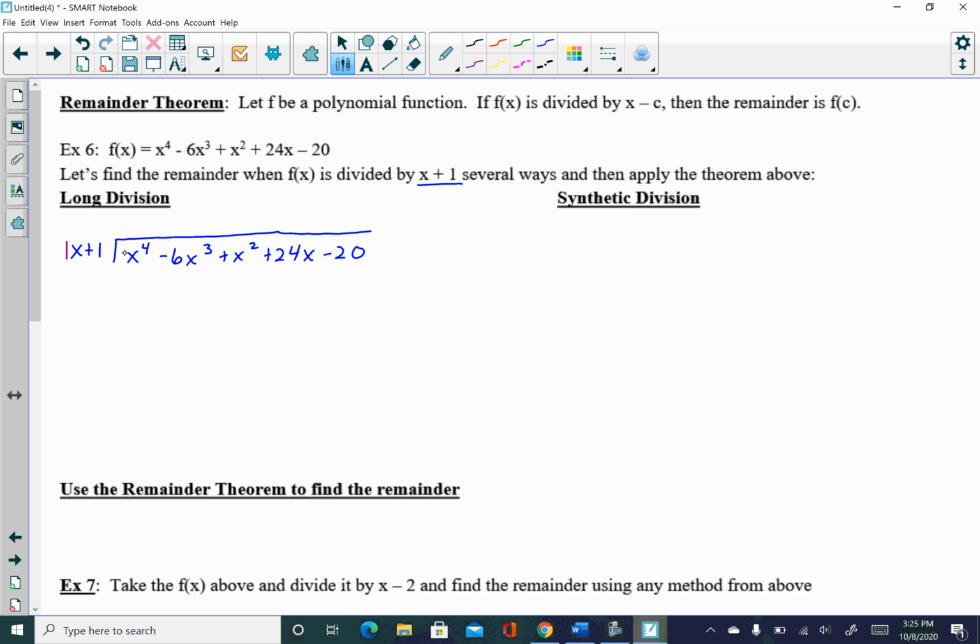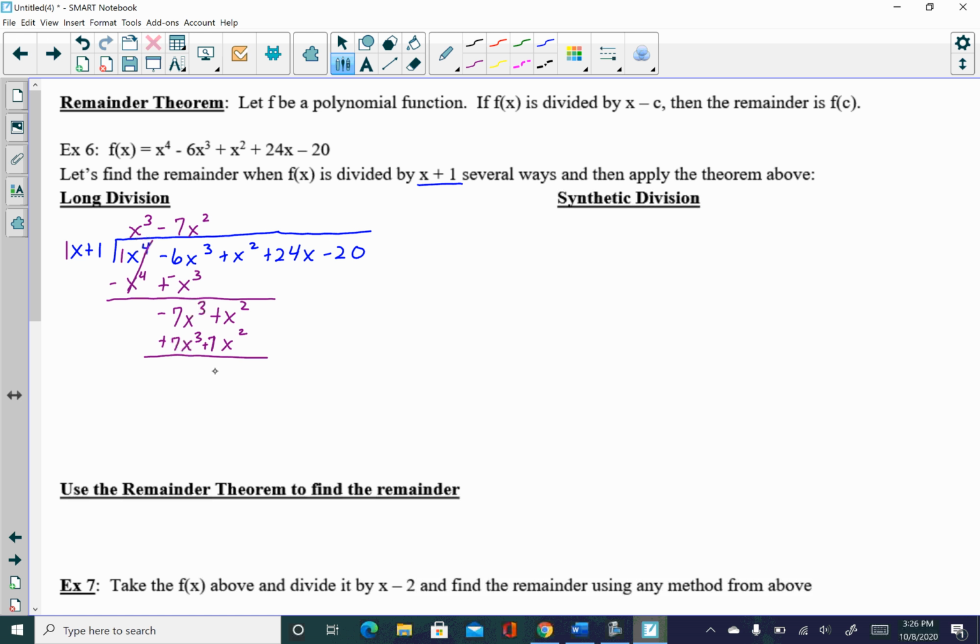Remember, this is imaginary 1. So 1 times what gives you 1x to the 4th? Well, you got 1x, you need 4, so this will be x cubed. x cubed times x is x to the 4th, x cubed times 1 is plus x cubed. Draw your line, change your signs. The x to the 4ths cancel out. Have negative 7x cubed plus x squared. 1 times what gives you negative 7? So that would be negative 7x squared. Negative 7x squared times x, negative 7x cubed. Negative 7x squared times 1, so that would be a negative 7x squared. Draw your line, change your signs.